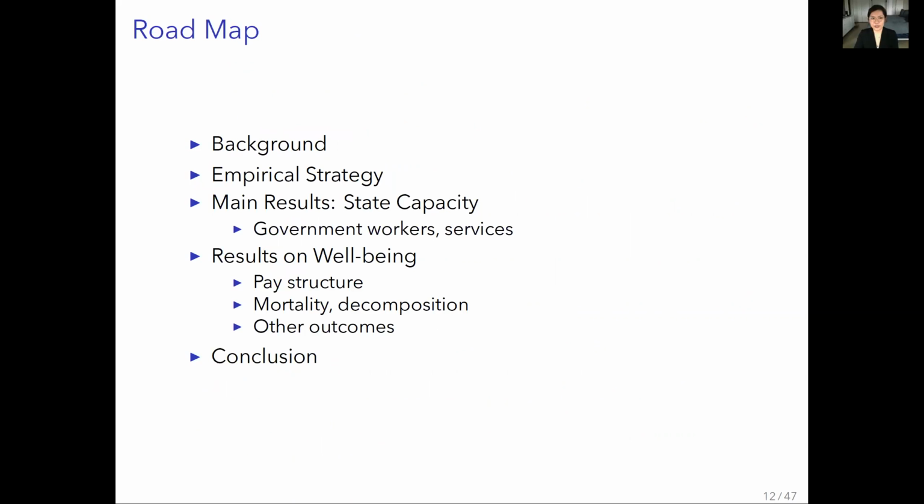Okay, so let me push ahead. I'm going to talk a bit about the background. I'll talk about the main results, and then I'll talk about the results on well-being and conclude. A lot of the robustness checks and the details are in the slides, but I'll probably skip them because of time constraints.